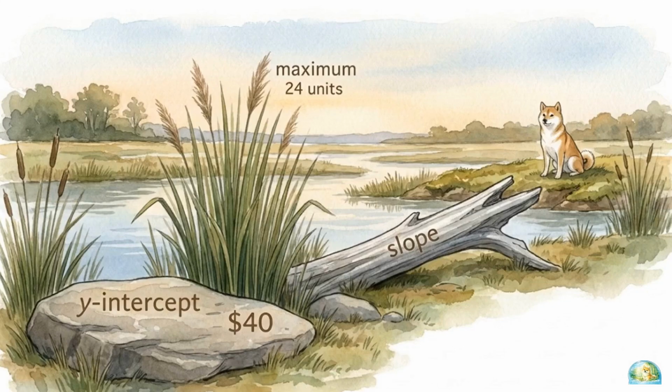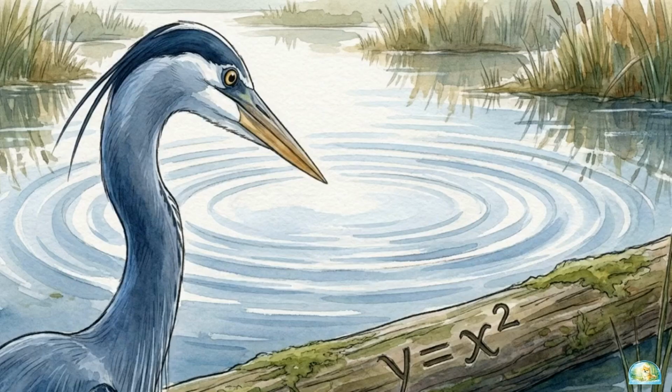From the waterways of the marsh, we've identified y-intercepts like the starting $40, maximums like the 24-unit height, and the slope's direction. The environment reveals the relationship, and the notation provides the formal record of what we've seen.